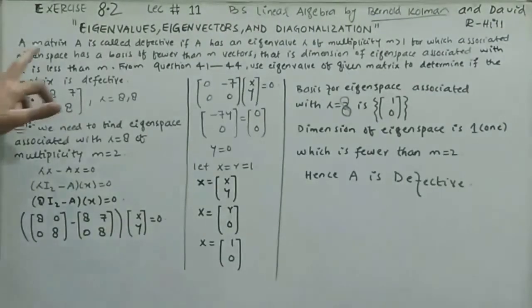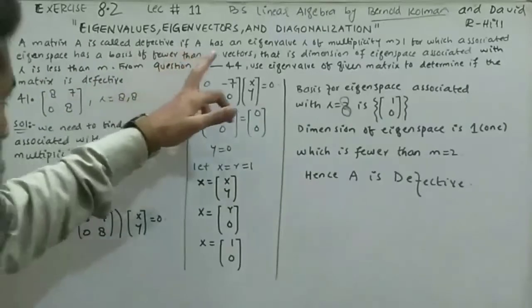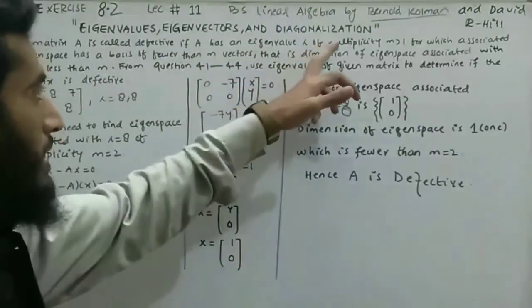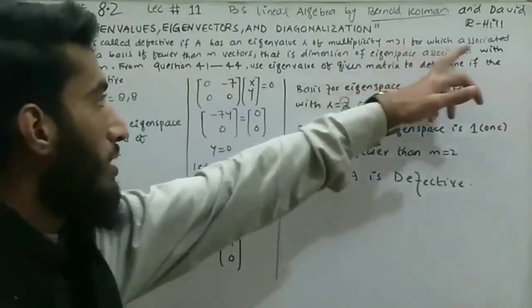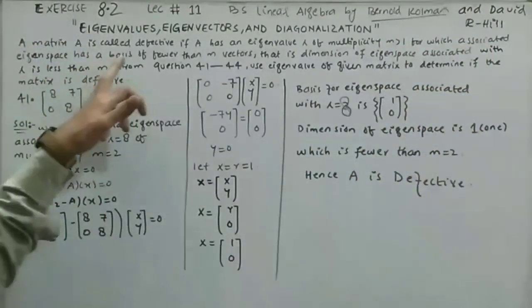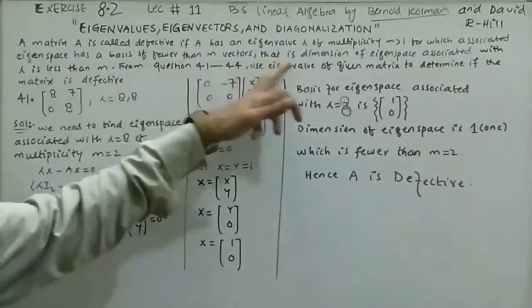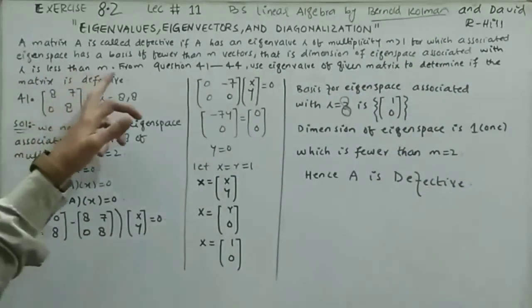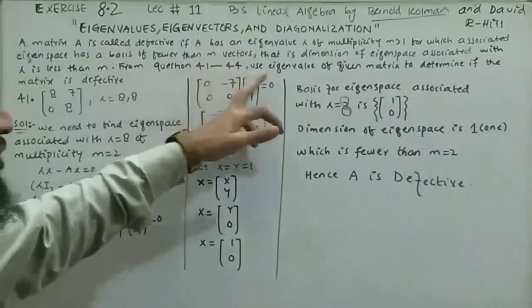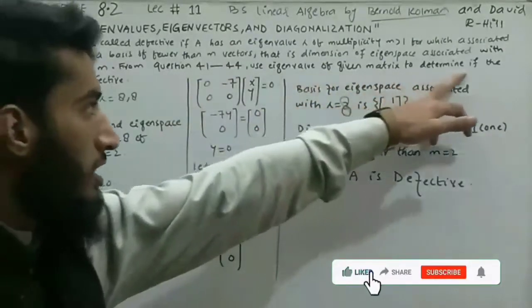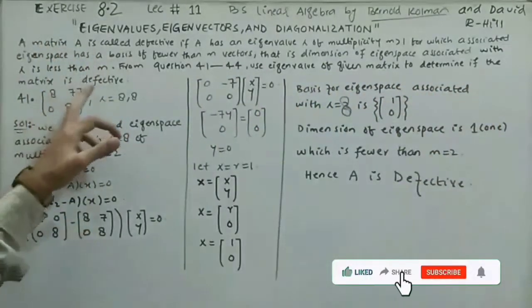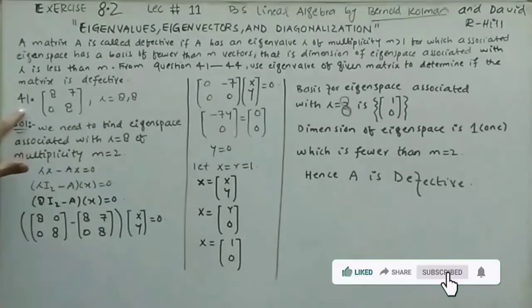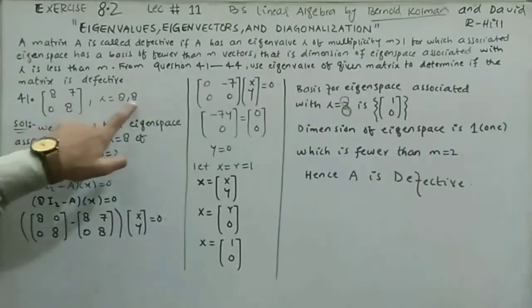Now that tells us a matrix A is called defective if A has an eigenvalue lambda of multiplicity m greater than 1, for which the associated eigenspace has a basis of fewer than m vectors, that is, the dimension of the eigenspace associated with lambda is less than m. From question number 41 to 44, use the eigenvalues of the given matrix to determine if the matrix is defective. So question number 41 is the matrix 8 7 0 8, while the lambda values given are 8, 8.